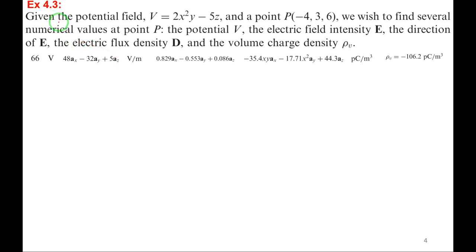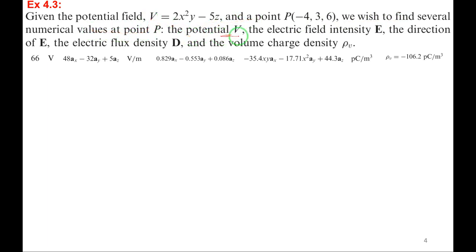We'll solve it with a numerical. The potential field is given as V equal to 2x square y minus 5z. Because V is a function of x, y, z, it may be located anywhere in the field. Already in the derivation we have seen V is a function of x, y, z. They have given this equation and a point P of minus 4, 3, 6, and we wish to find several quantities at point P.